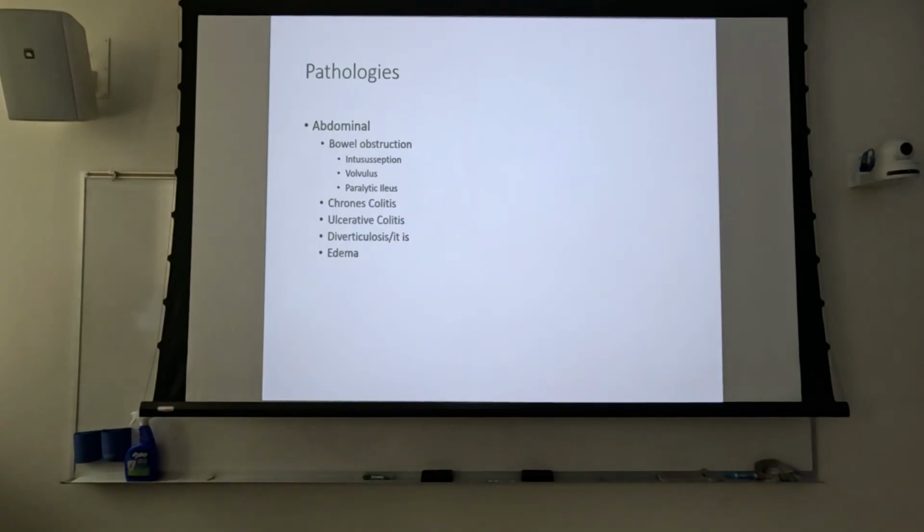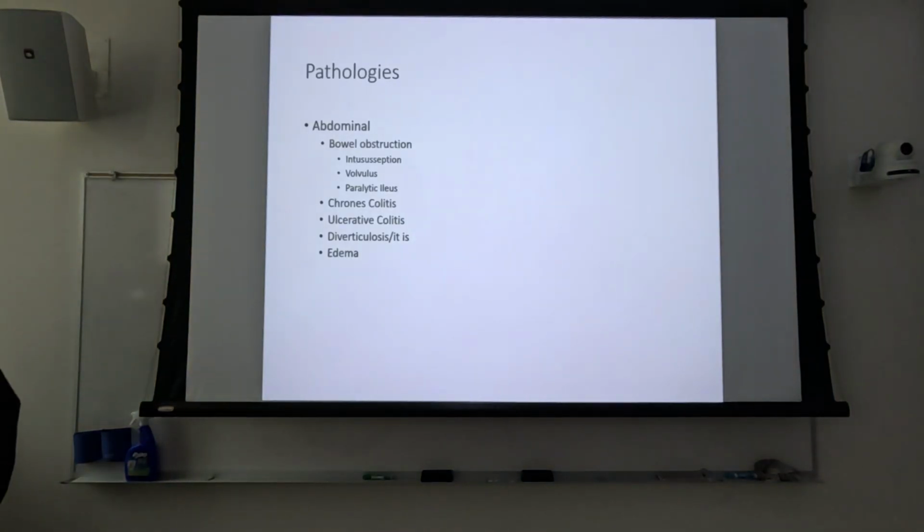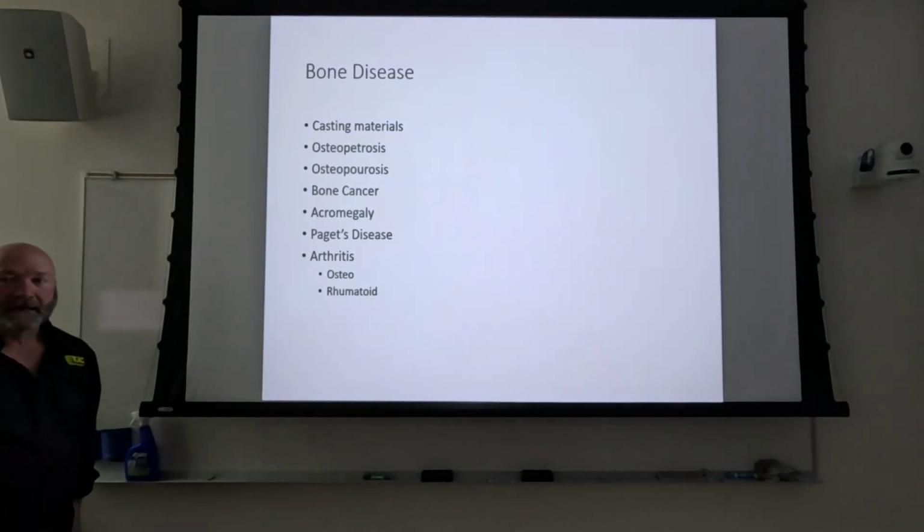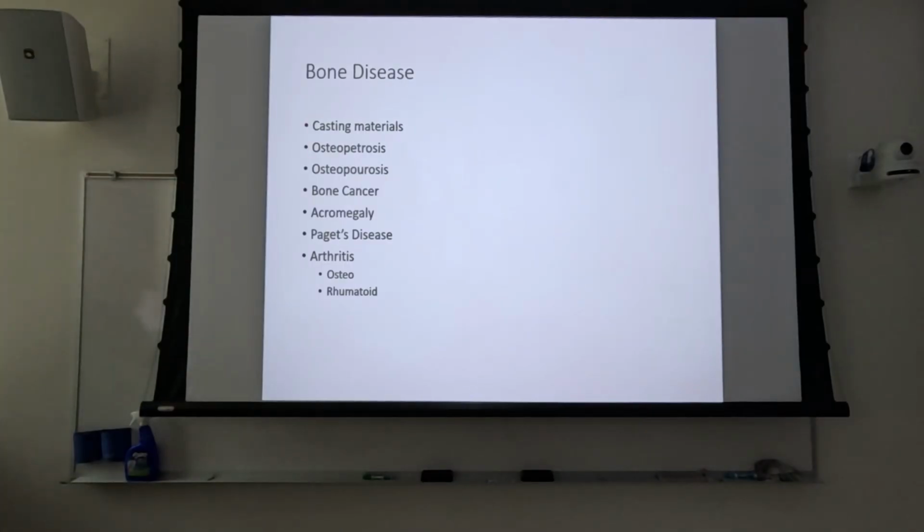You're probably not going to see that unless you put contrast into the patient, or if it gets really bad, if the itis gets bad. And edema we already talked about. So bone diseases, casting material. Remember, if you've got fiberglass casting and it's dry, you don't have to do anything. If it's wet, you may have to increase your kVp by maybe 5 kVp.